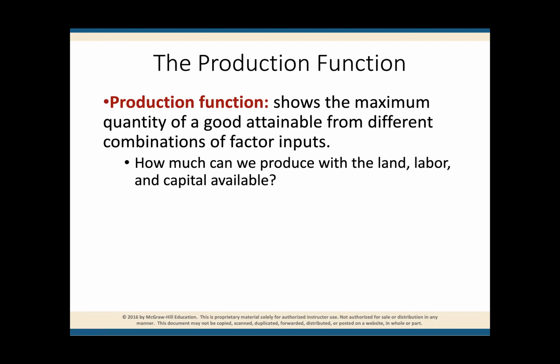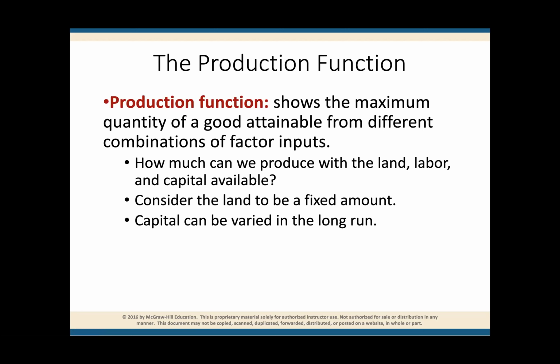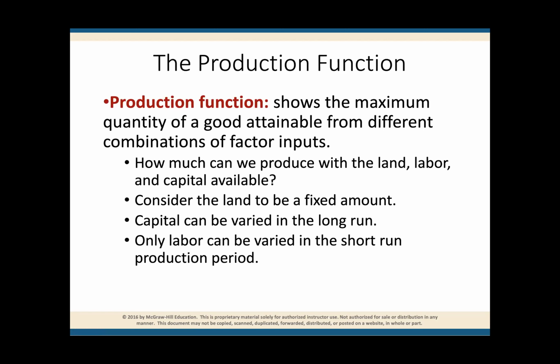So in this chapter, we're going to try to understand production, the production functions, and how they actually move. For example, how much can we produce with a given combination of land, labor, and capital? What are we going to do about fixed assets? What are we going to do in the long run? What are we going to do in the short run?